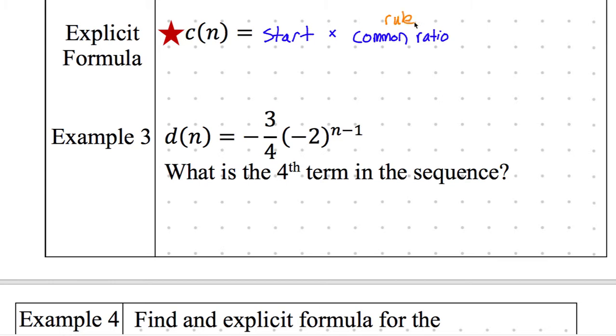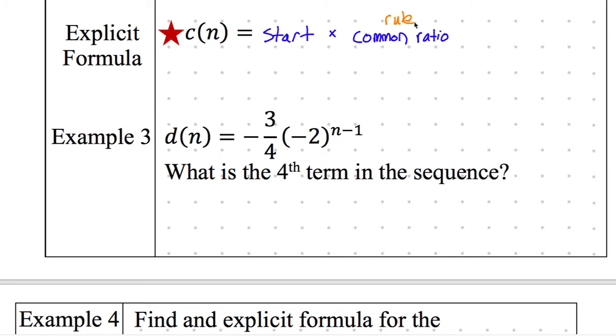It's the rule. If the rule is multiply by 3, then your common ratio is going to be 3. If your rule is divide by 2, your common ratio is going to be 1/2. This has to be something that you're multiplying by. So if you want to divide, and this is really key because it's going to come up, this is really going to be a fraction. Your common ratio is going to be like 1/2. That's the same thing as dividing by 2.